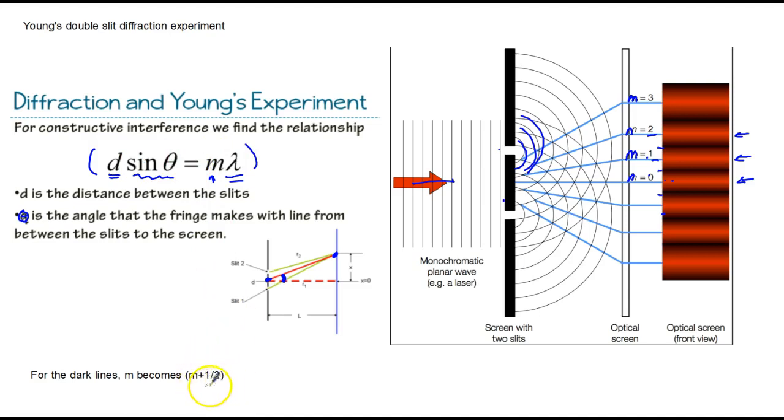This equation for dark lines becomes m plus 1/2. And so it's just a plug-in. You're going to be finding the angle, or the order, or the wavelength, or the distance, given the other three things. If it's finding the dark lines, then it's not m right there. The equation would be d sine theta equals m plus 1/2 times lambda.